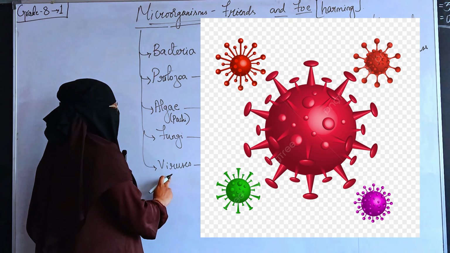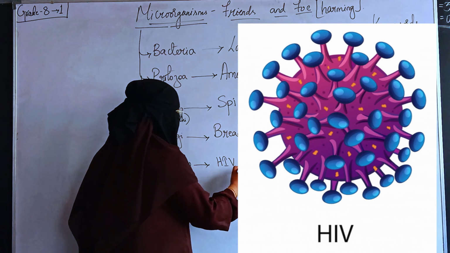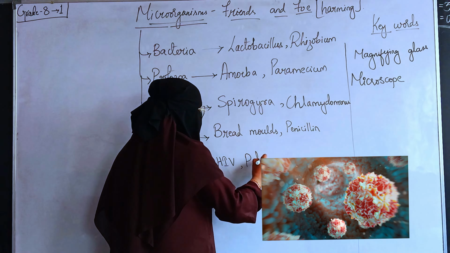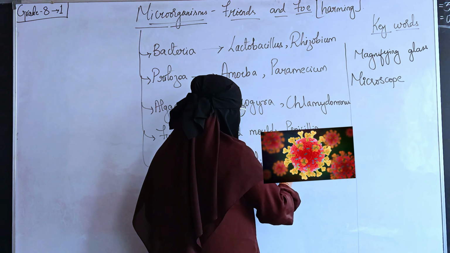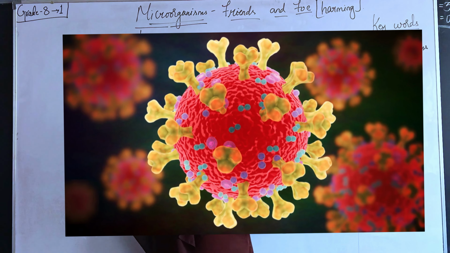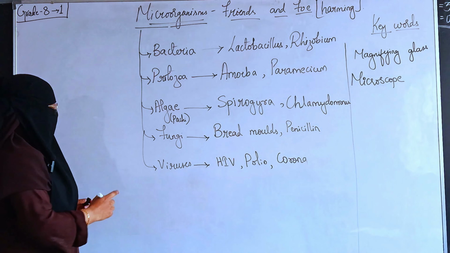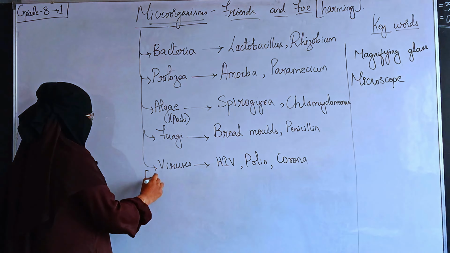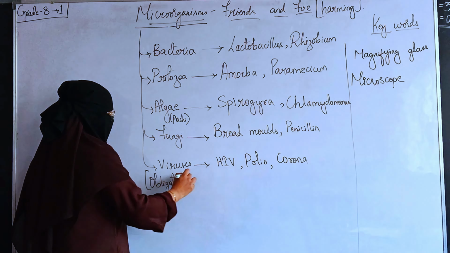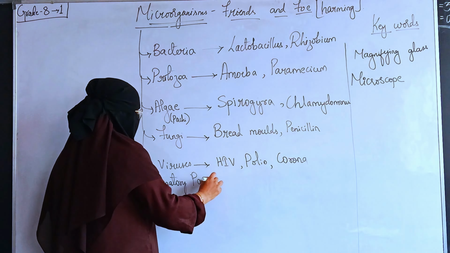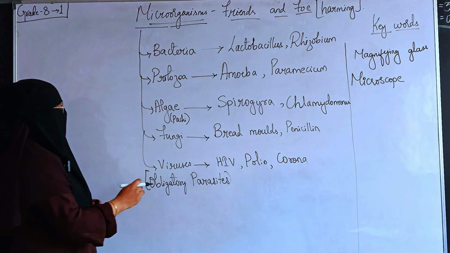Next one, viruses. For example, you might have heard about the HIV virus. Then we have the polio virus. And the last one, which we all are very, very familiar with, is your coronavirus. Next, to talk about these viruses, these are really special and they are called obligatory parasites. I'll talk about what makes them special in a while.